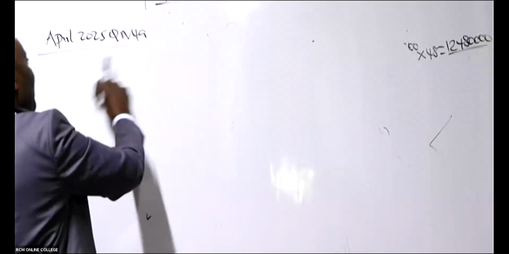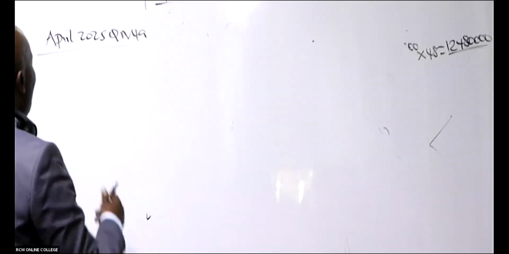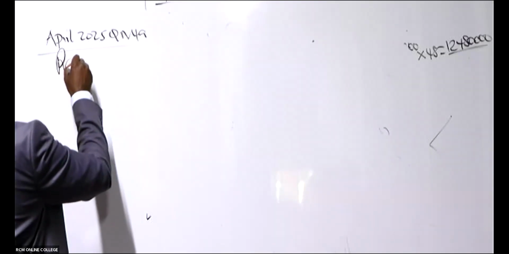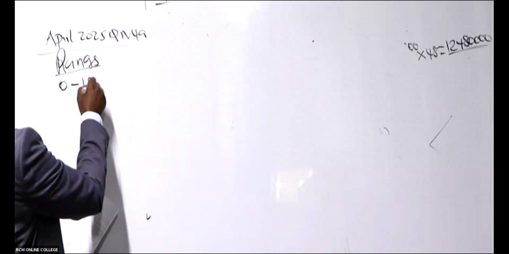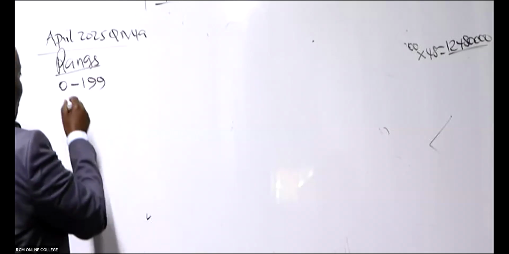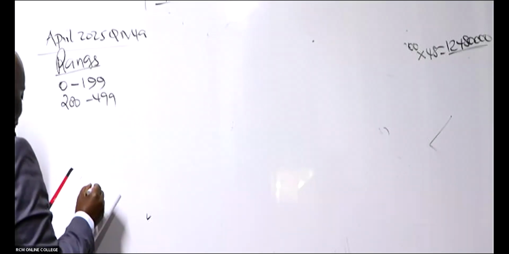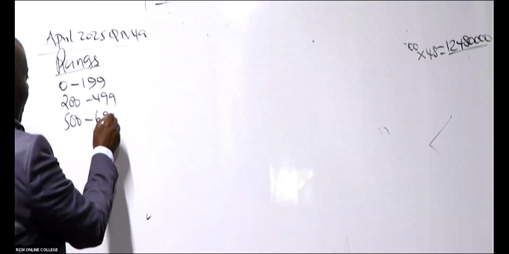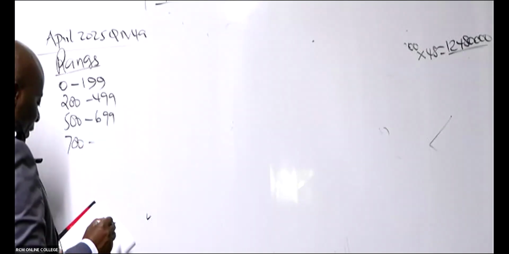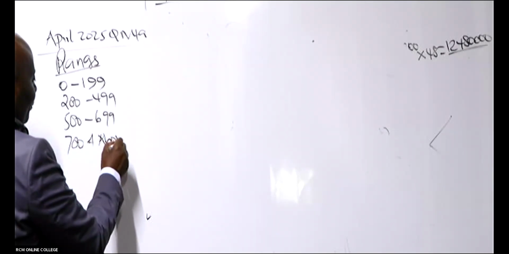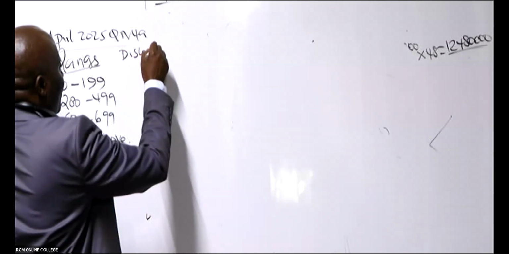This is a very easy question. How will I be able to handle it, ladies and gentlemen? So the first thing that I will do, I will write my ranges. The first one is 0 to 199. I can see 200 to 499. I can see 500 to 699. I can see 700 and above. So we have here the discounts.